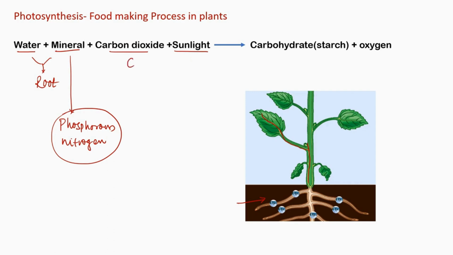Then comes carbon dioxide. The molecular formula we are writing like this, that is CO2. They are taking it up from the air. Then comes the sunlight, they are taking from the sun, and they are making carbohydrates, and they are storing the food in the form of starch in the leaves, and in turn they will give out oxygen. They are taking carbon dioxide in and they are giving out oxygen.